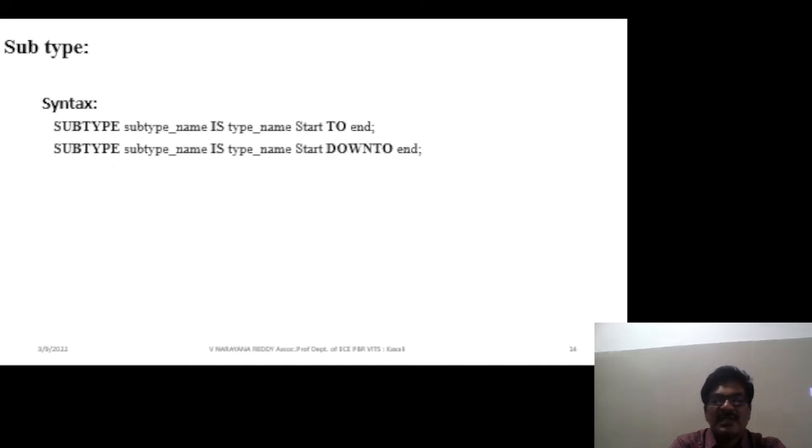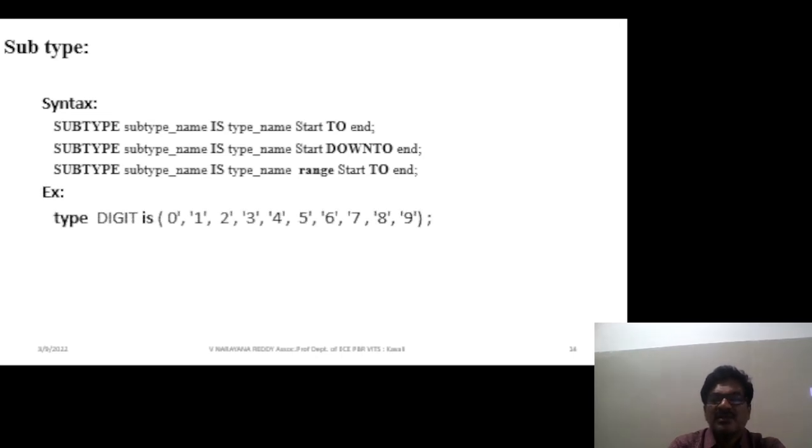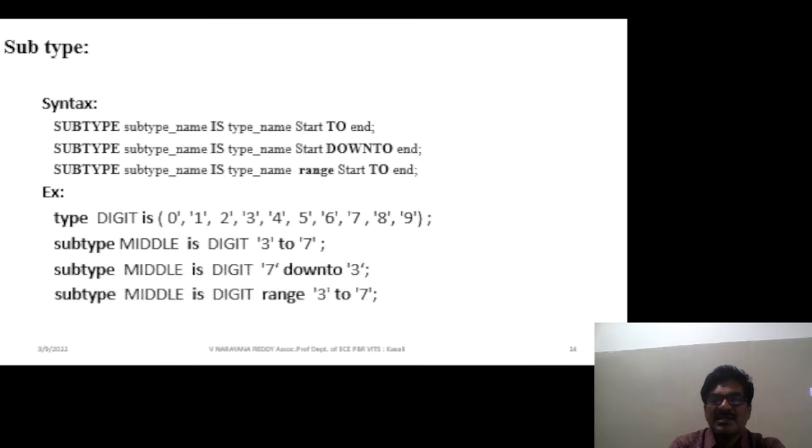Another type of syntax for the same subtype declaration differs mainly in the range mentioning. We can see the difference from one syntax to another. In the second case, the range is mentioned as start down to end. In the third case, it is written as range start to end. Like that the subtype can be declared from the main type. So coming to examples with reference to each and every syntax.